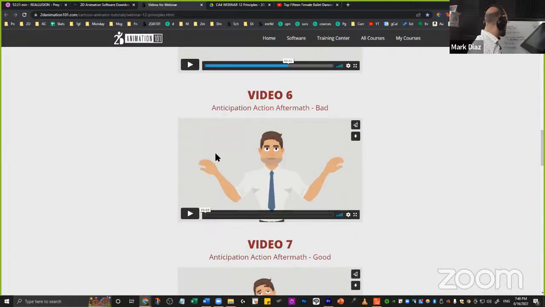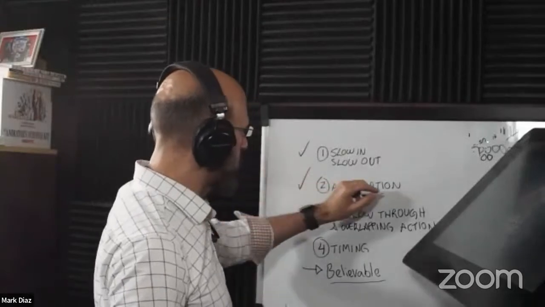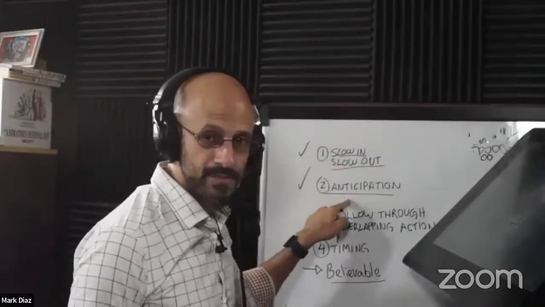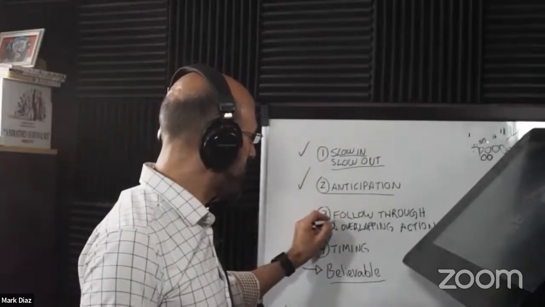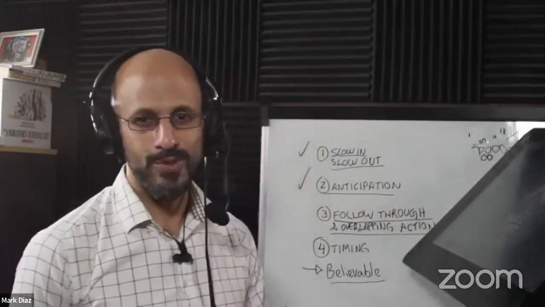And so there's another concept when we talk about, okay, so this is anticipation, right? We have slow in and slow out, anticipation, and now there's this other thing, follow through and overlapping action. The fastest way to explain it is with this object and this one. You tell me which of these two objects has follow through and overlapping action.